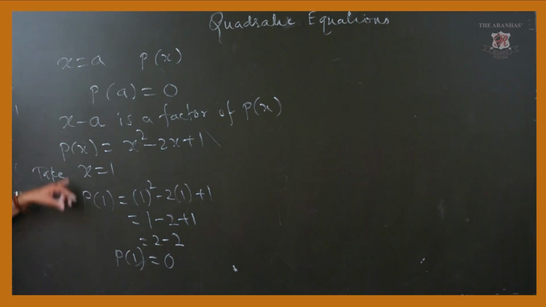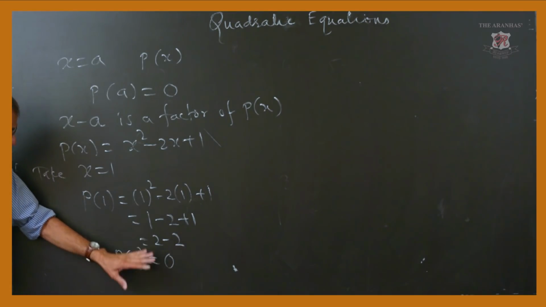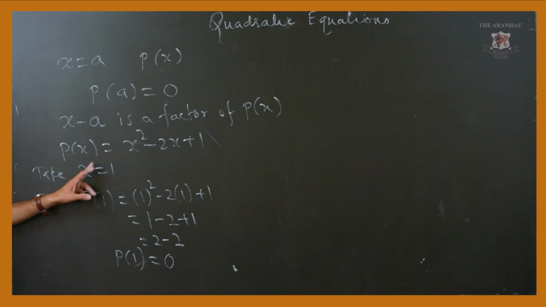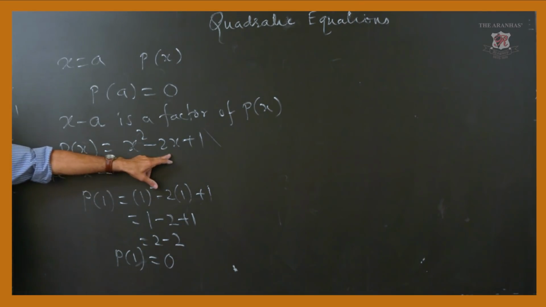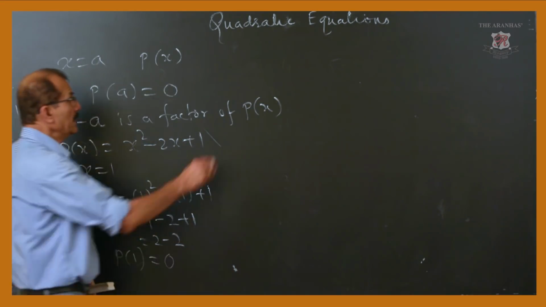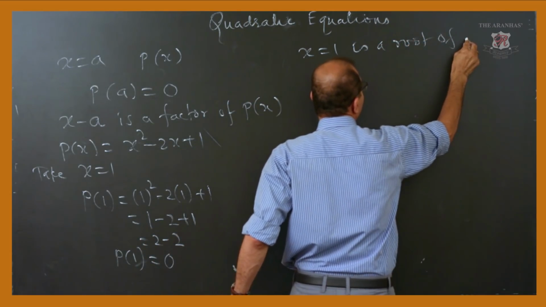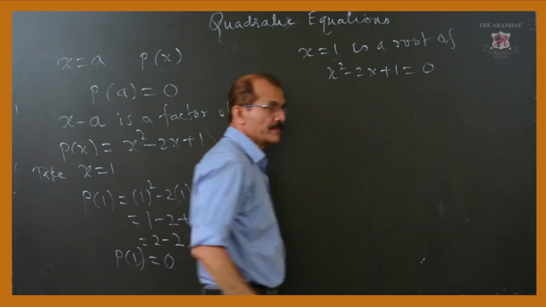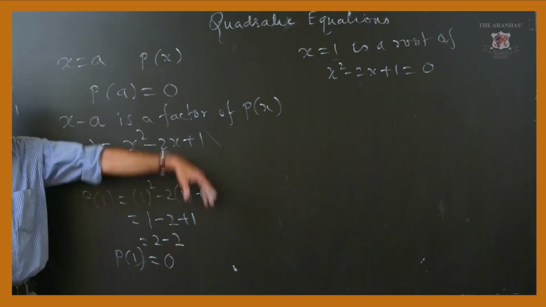That means, when I put x equal to 1, the value of the polynomial becomes 0. That means x equal to 1 is the root of the equation x square minus 2x plus 1 equals 0. That means, x equal to 1 is a root of x square minus 2x plus 1 equals 0. This is what I mean by root of the given equation.